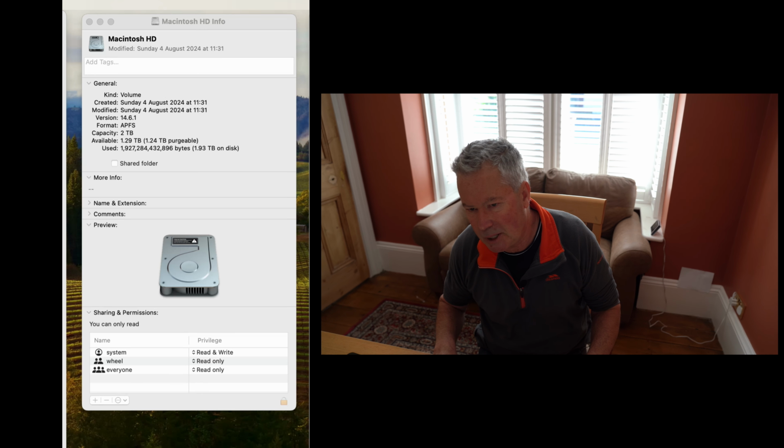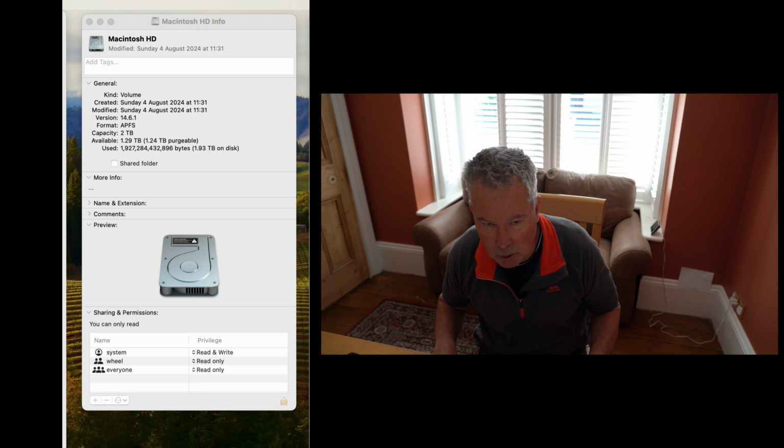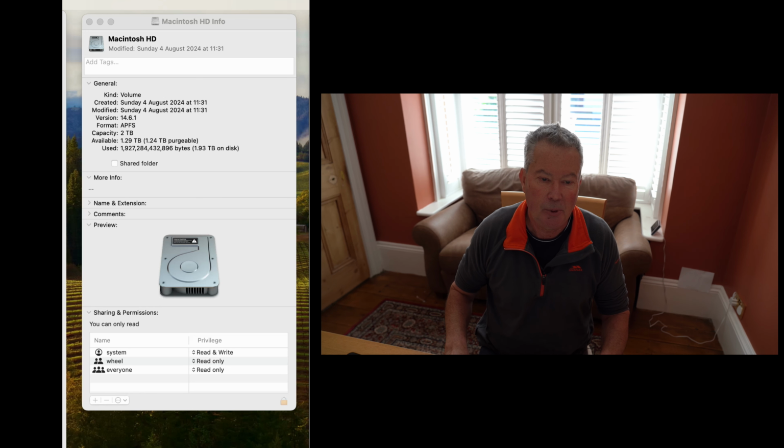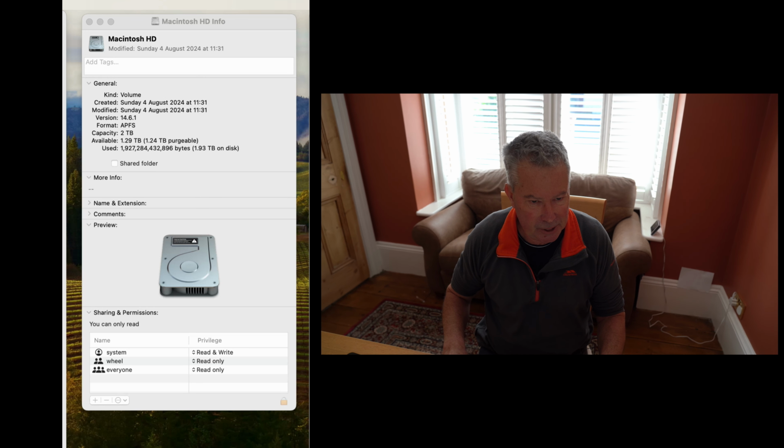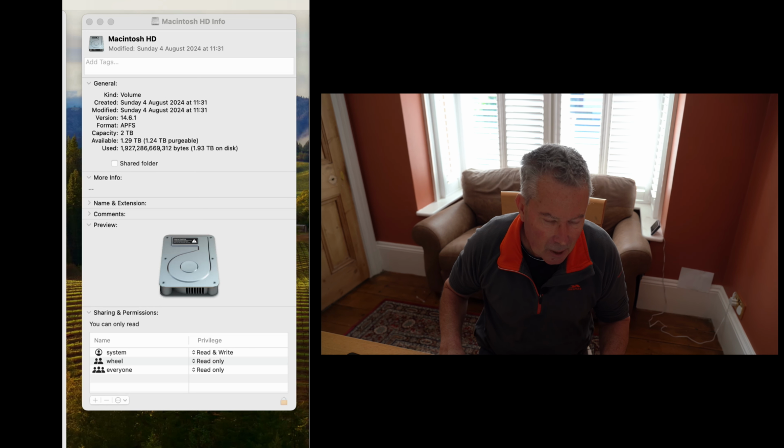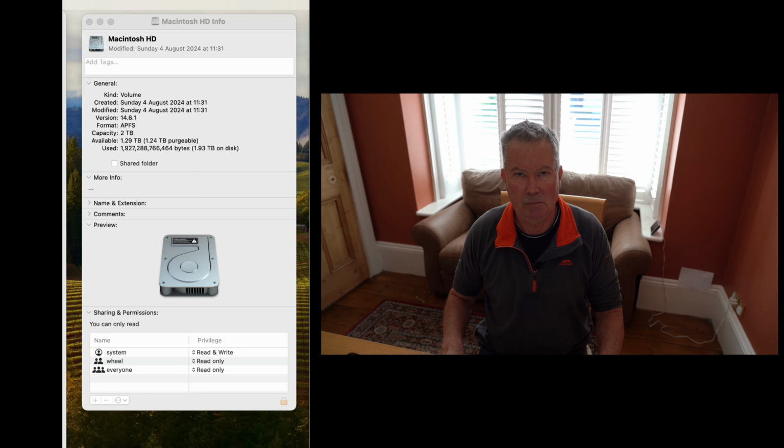What a conundrum. Then when I was reading, I saw a mention of purgeable memory. Now this isn't mentioned on my storage. It's not mentioned when I go to Disk Utility. But when I right click my drive, here it is again. Available 1.29 terabytes, 1.24 of it is purgeable.